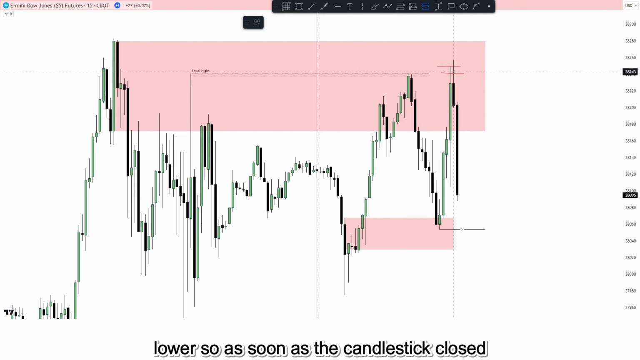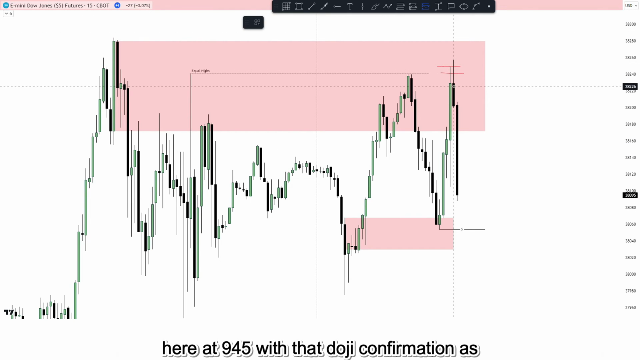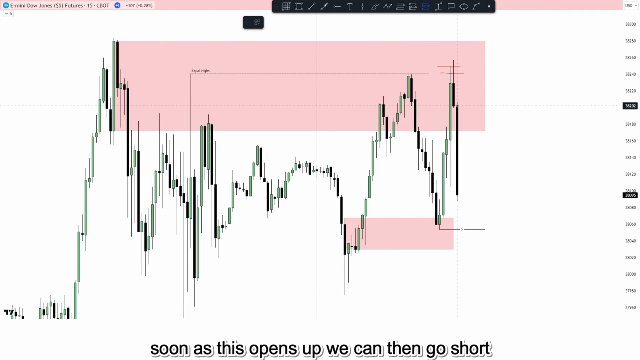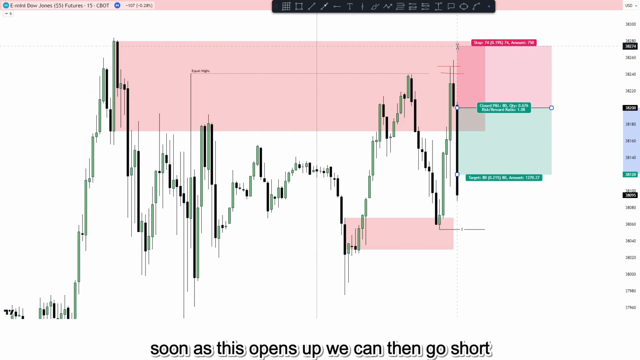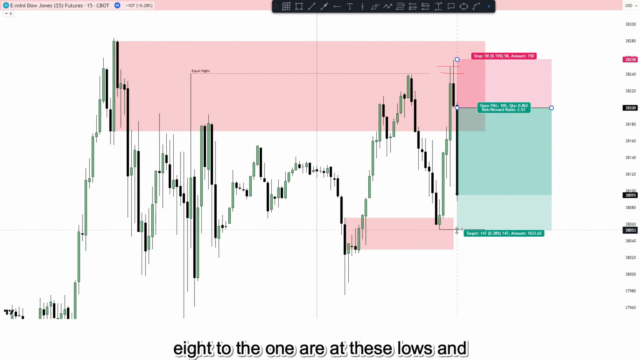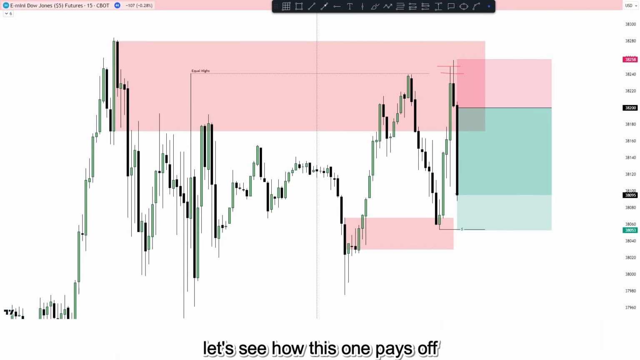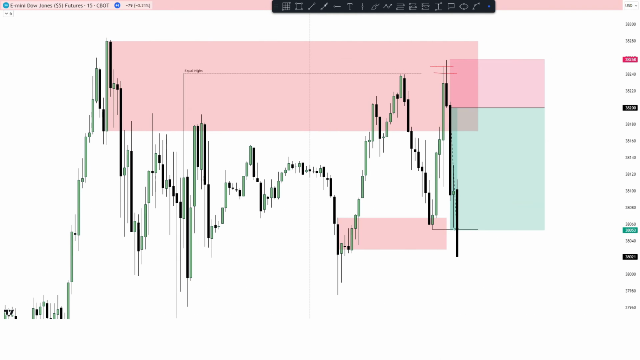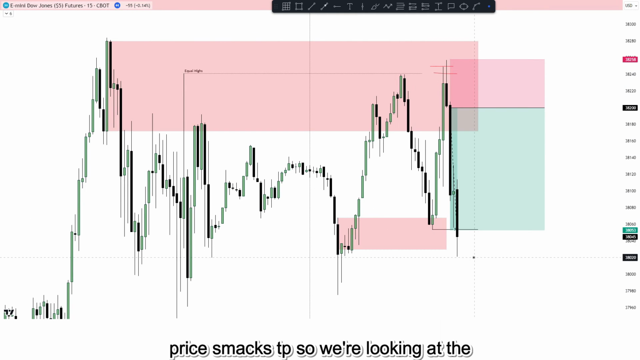So as soon as the candlestick closed here at 9:45 with that doji confirmation, as soon as this opens up, we can then go short, stop loss back up here for a 2 to 1 hour at these lows. And let's see how this one plays out. And eventually price smacks TP.